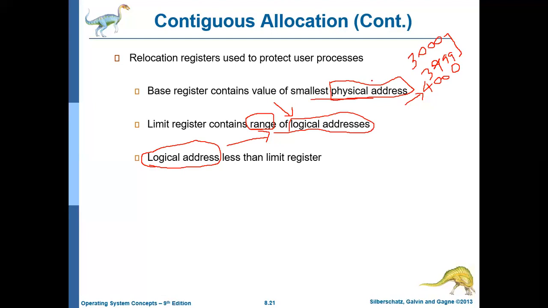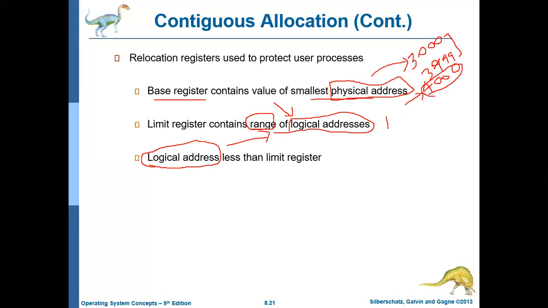Now what will be stored in the base register? Base register will contain the smallest physical address. What's the smallest physical address? That is 3000. Whereas the limit register will contain the range. Range is nothing but length. So what is the maximum locations it can access? 3000 to 3999. Okay, so that is 3000 to 4000, excluding 4000.